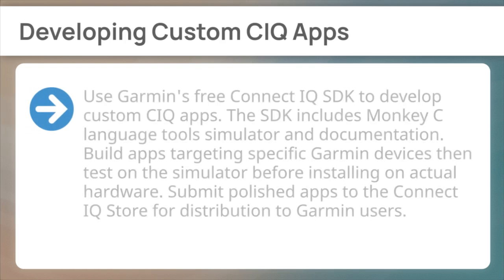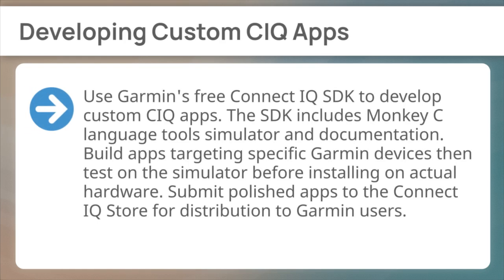Finally, developing custom CIQ apps. Use Garmin's free Connect IQ SDK to develop custom CIQ apps. The SDK includes Monkey C language tools, simulator, and documentation. Build apps targeting specific Garmin devices, then test on the simulator before installing on actual hardware. Submit polished apps to the Connect IQ store for distribution to Garmin users.